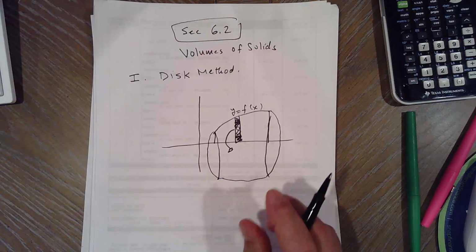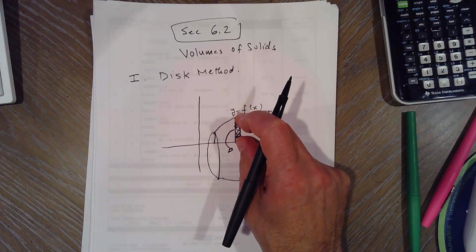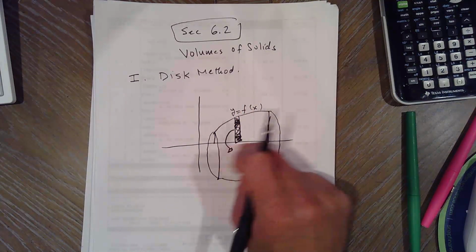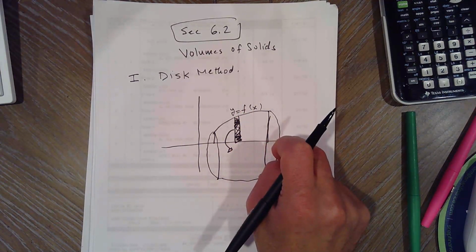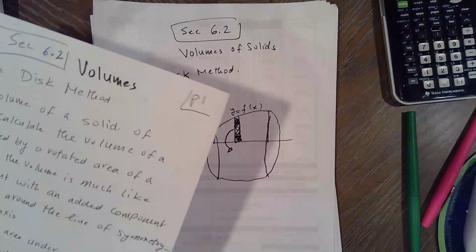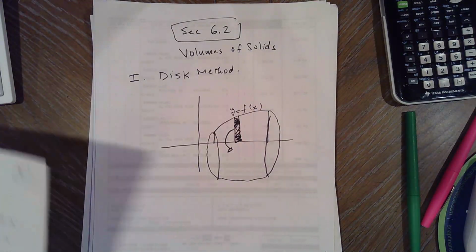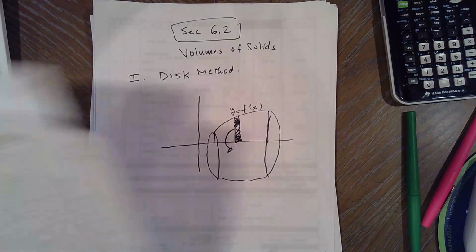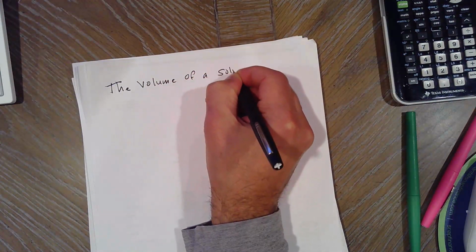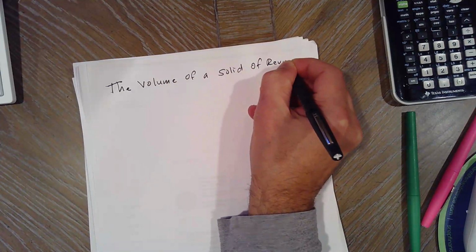Okay, so that added component to the two dimensions is obtained by rotating around the line of symmetry, usually the x and the y axis. Okay, and there's an explanation where the disk came from in the notes on pages 1 and 2. So go over a simple example just to go over that, but I'm gonna get to the method. So here's the volume of a solid of revolution.